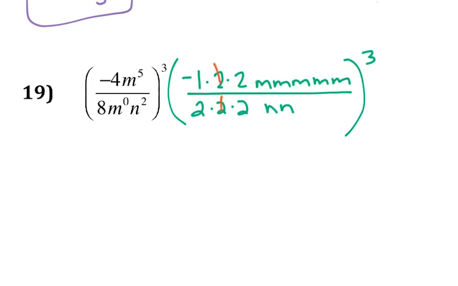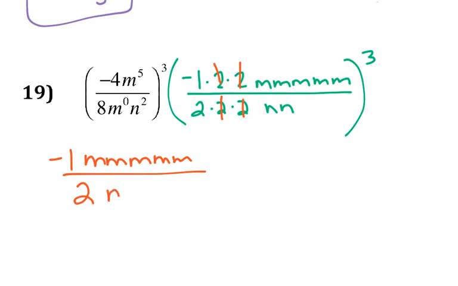I'm going to cancel what I can, and then I'm going to put this back together. So I'm going to have the -1 m times m times m times m times m. You can write that as m to the 5th if you want. I'm going to leave it so we can see what we're doing when I expand it. So I'm going to take that and do it to the 3rd power. And so what that means is I'm going to write the same thing 3 times.